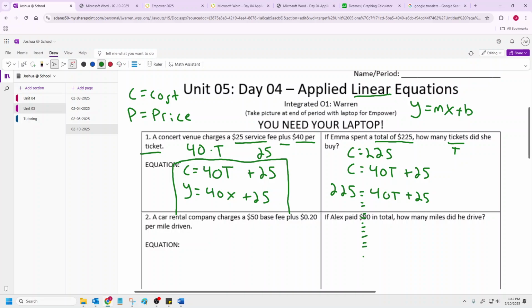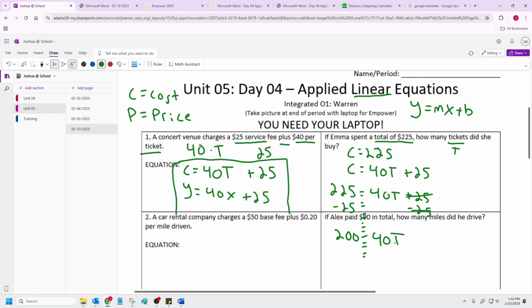Now this becomes a normal equation. What's the opposite of positive 25? It is negative 25. And if I do it on one side, I must do it on the other. So this ends up 225 minus 25 is 200. This cancels out, and I'm now left with 40 times t.